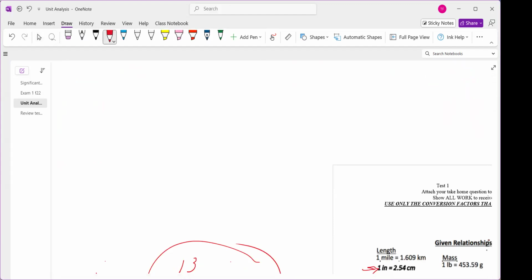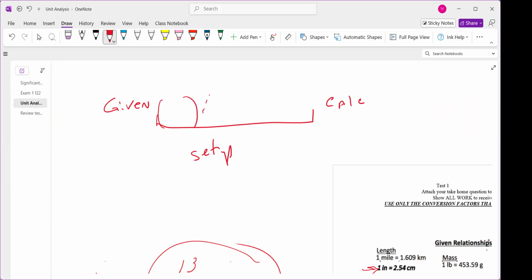So the idea on this whole thing, if you have a given, let's just call it given. Okay, and you want to go to the calculated, this part here, called the setup. Now, using a series of fractions, either 1 or 6, you're going to cancel out the given, and you're going to end up with the calculated left over. Now, this applies to any word problem.